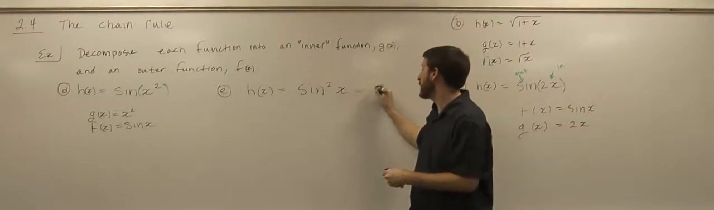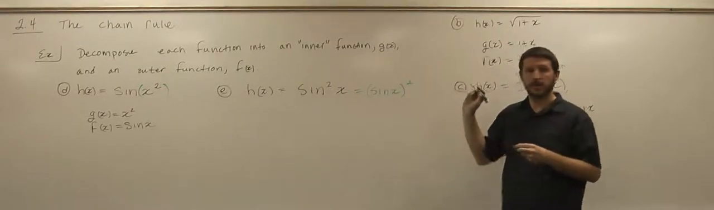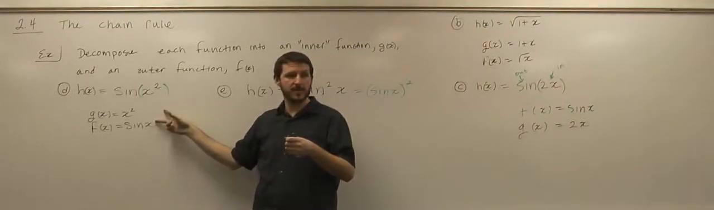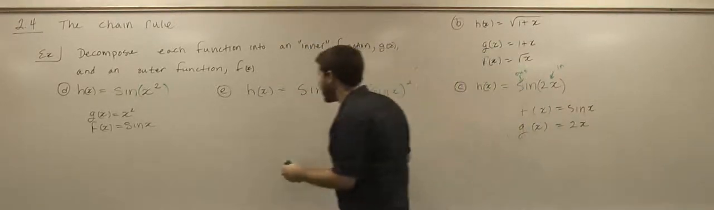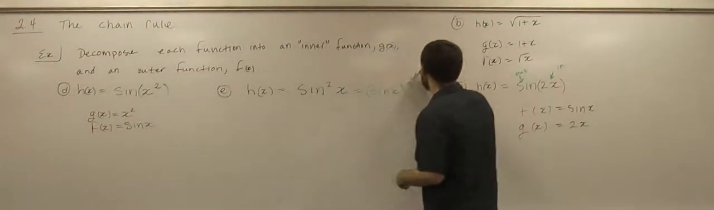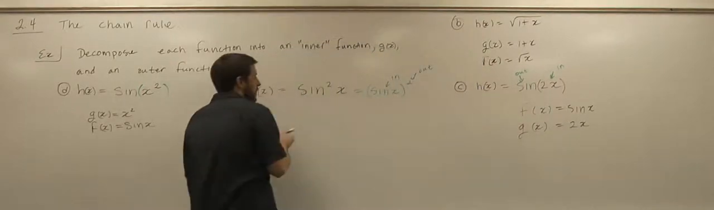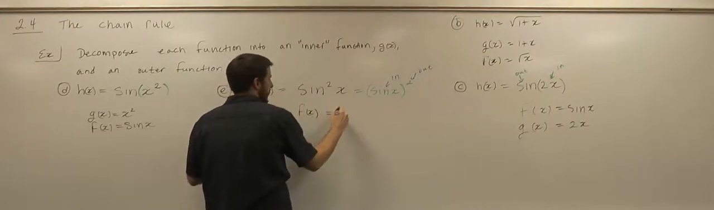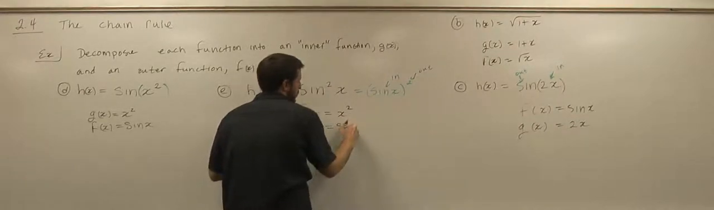Right, this is really sine of x squared. So x squared and sine. Right, but not like this. It's the opposite way of this. The outside function is the square here, and the inside function is sine. So when I label f and g, f of x, the outside function, will be x squared, and g of x, the inside function, will be sine x.